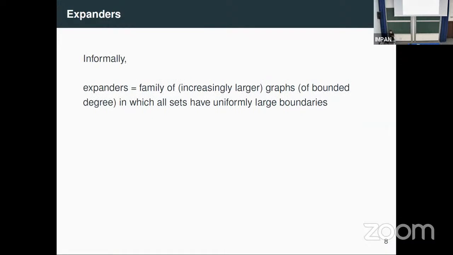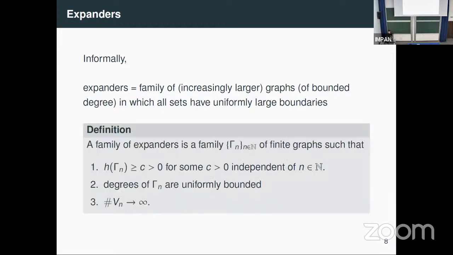Informally, these are families of increasingly larger graphs of bounded degree in which all sets have uniformly large boundaries. And here's a formal definition. These Cheeger constants have to be greater than or equal to some uniform positive constant C. The degrees are uniformly bounded and the number of vertices grows to infinity.